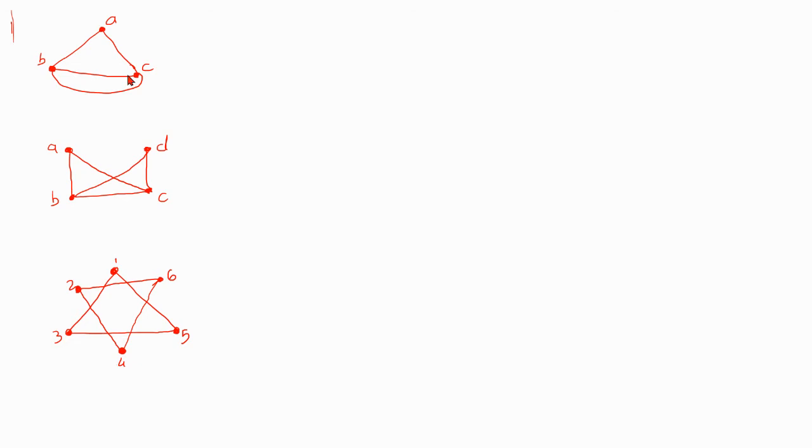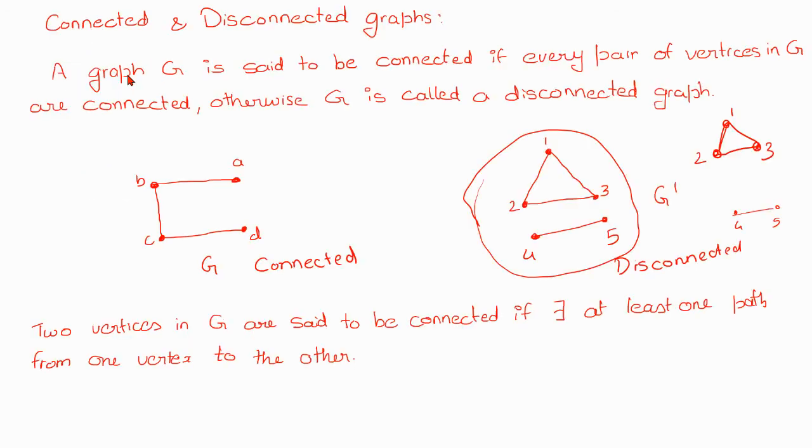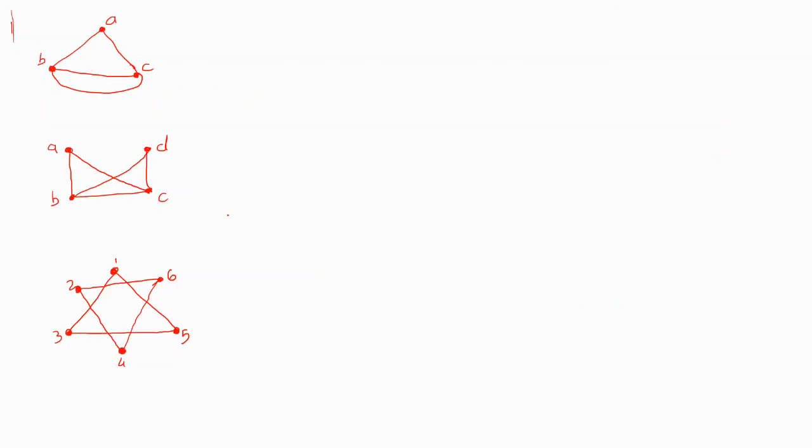Like in the earlier case, A, B, C, D, although A and D were connected, there wasn't any direct connection between the two, right? There wasn't a direct edge between the two. But in this case, in all these three vertices, there exists a direct edge. Therefore, we can say this is a completely connected graph.